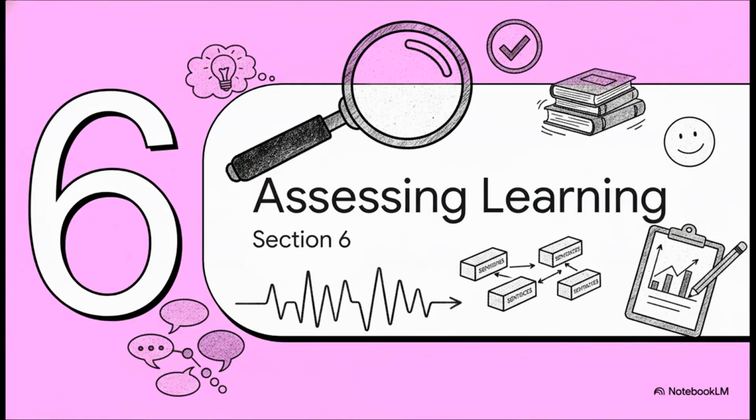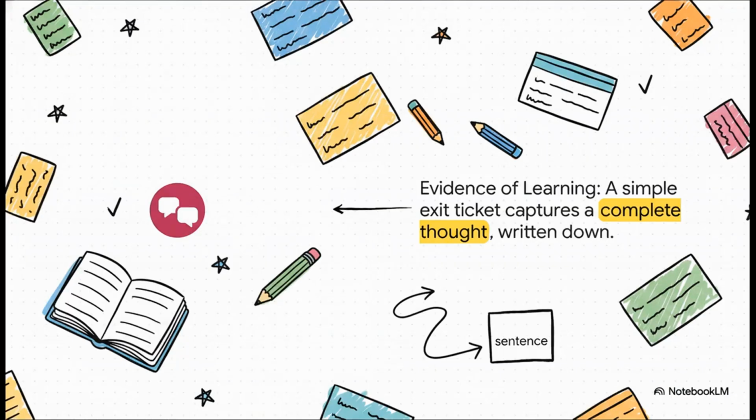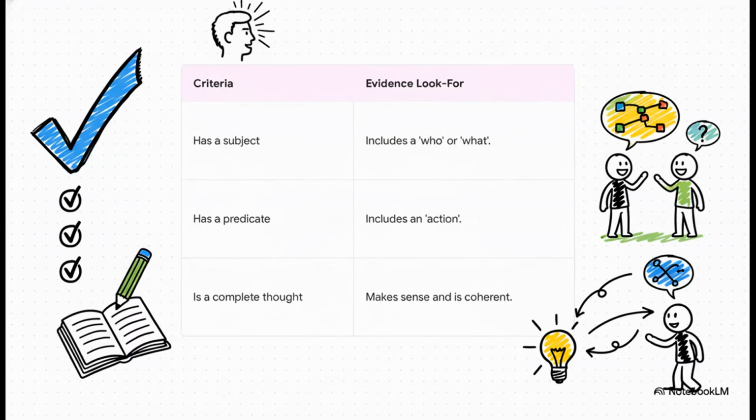So after our lesson, how do we know they've actually got it? Let's talk about how we can capture that evidence of student learning. You know, a simple exit ticket is one of the most powerful tools in your assessment toolbox. At the very end of the lesson, just ask students to write one complete sentence. This quick check gives you a solid piece of evidence for every single student in the room.